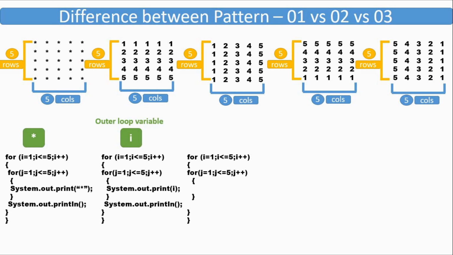1 2 3 4 and 5 in the first row, then 1 2 3 4 5 in the second row and so on. So values are changing here column wise, and we already discussed in an earlier video that this type of value we can get from the inner loop variable. So what will we print here? Yes, the inner loop variable, that is j, and we will get our required pattern.